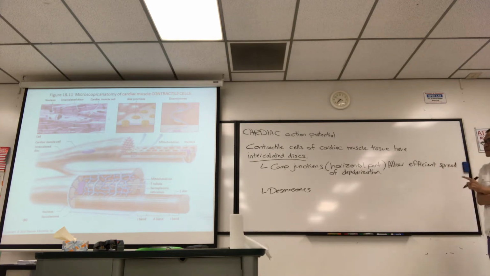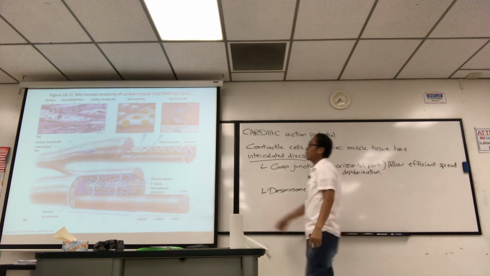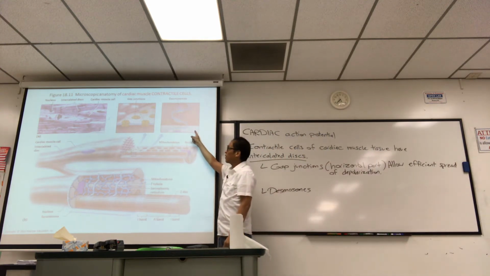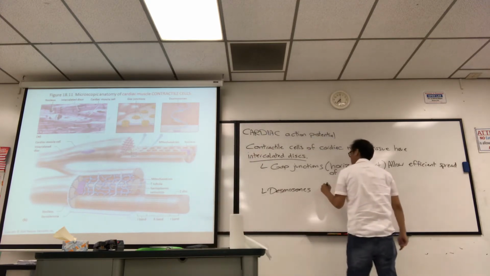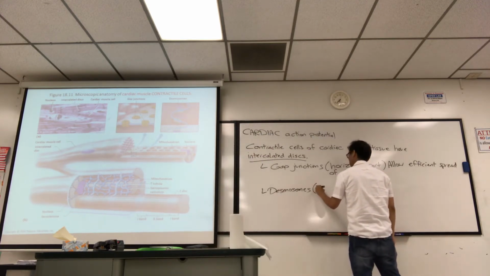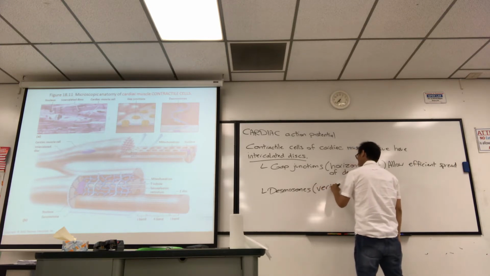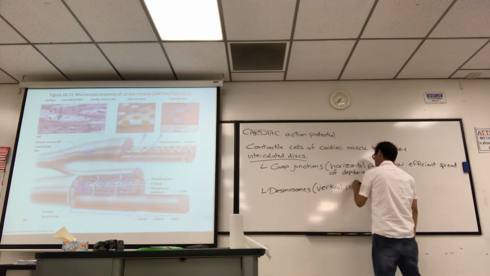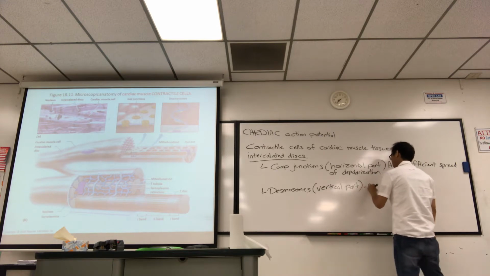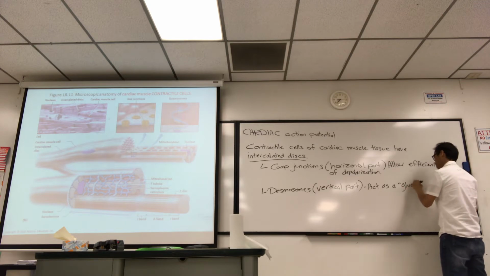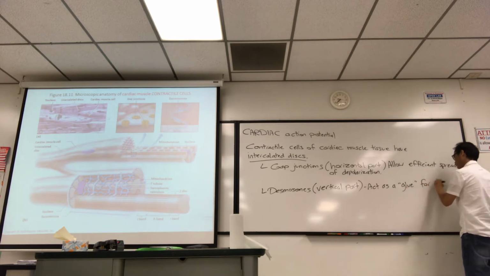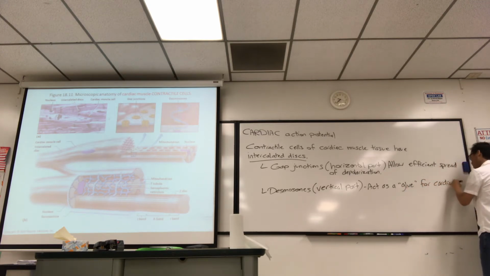All right, the desmosomes. The desmosomes are in the vertical part of the intercalated discs. They're kind of like a glue for the cardiac muscle. They act as a glue for cardiac muscle.